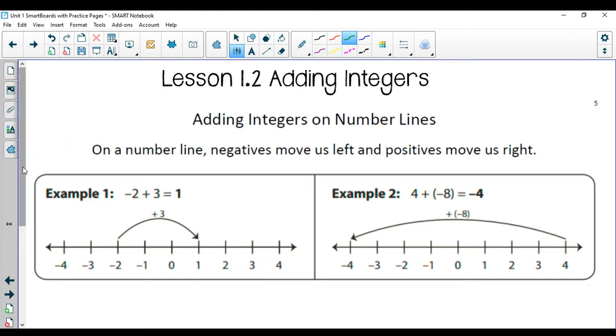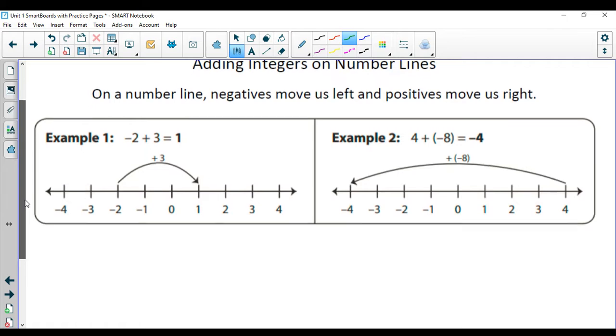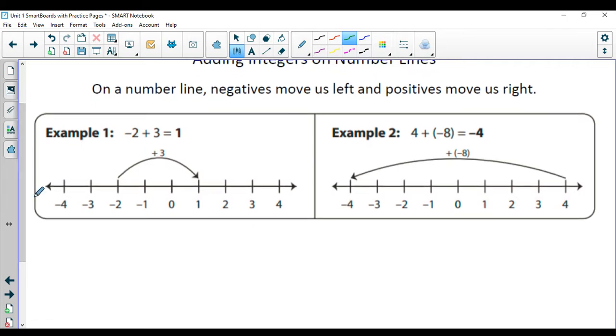So on a number line, negatives move us to the left and positive numbers will move us to the right. Because we're just adding, we'll start at the first number, which you can see here. We start at -2. A positive 3 would move us 3 units to the right, which would bring us to 1 for our answer. 4 is where we start here. We move 8 units to the left because plus a -8 moves us to the left side, which brings us down here to an answer of -4.